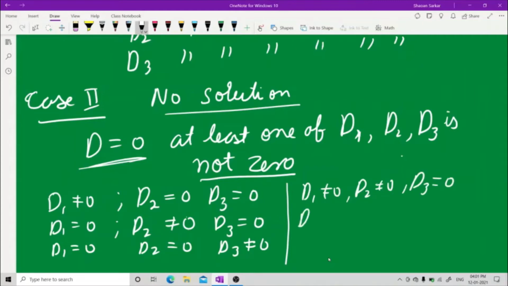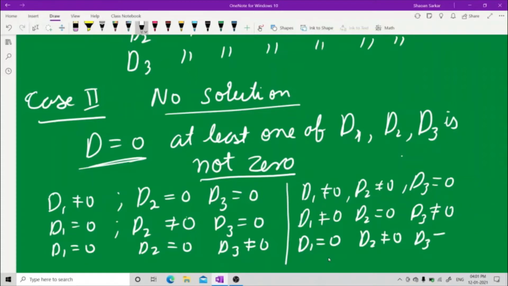Similarly, D1 not 0, D2 equal to 0 and D3 not equal to 0. See, at least one of them is not 0. Similarly, D1 is 0, but D2 is not 0 and D3 is also not 0. So at least one of them is not 0. This is what it means. Here, one of them is 0, more than one is 0. Here, at least one is not 0. Now, this is for no solution.